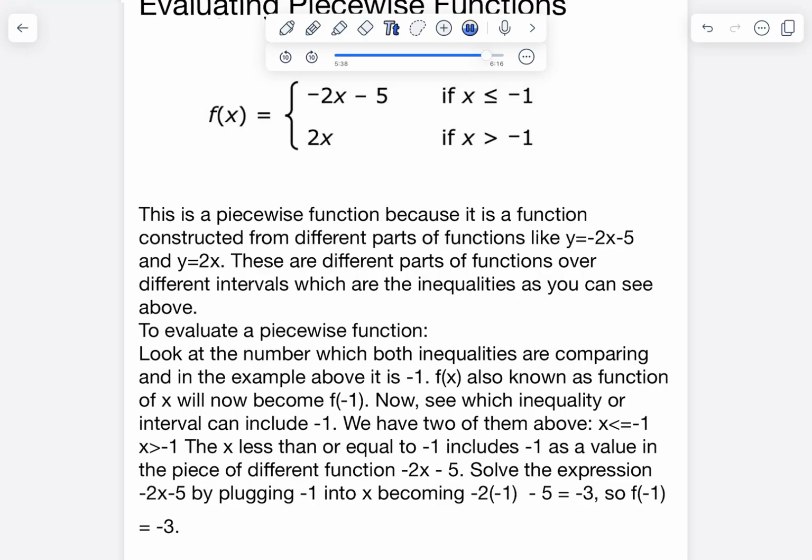Solve the expression -2x minus 5 by plugging -1 into x, becoming -2 times -1, which is 2. If you remember your integer rules, if you multiply the two negatives, it becomes positive. So it will become -2 times -1 is 2. And then 2 minus 5 is -3. So function of -1 is now -3.